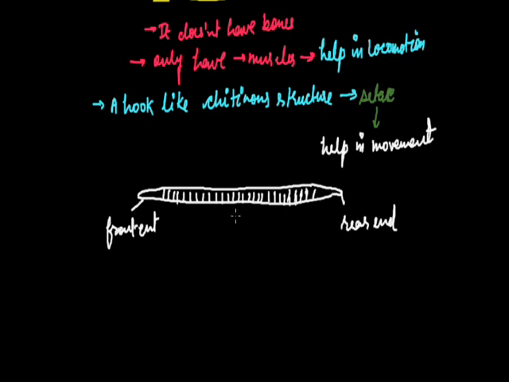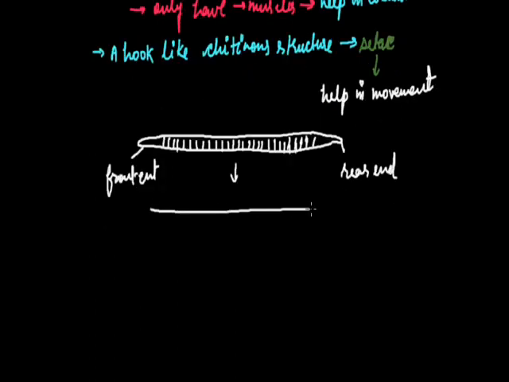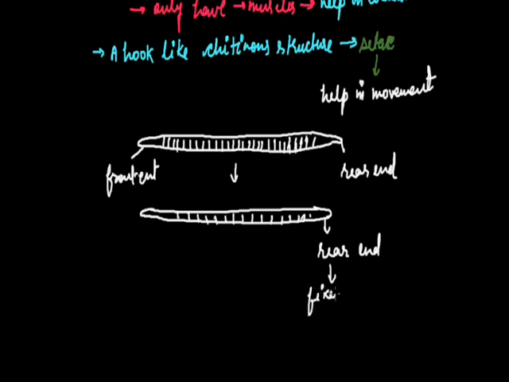In the first step of movement in earthworm, its rear end is fixed with the help of seta and its front end extends forward. This one is the rear end and the rear end is fixed with the help of seta and its front end extends in forward direction.